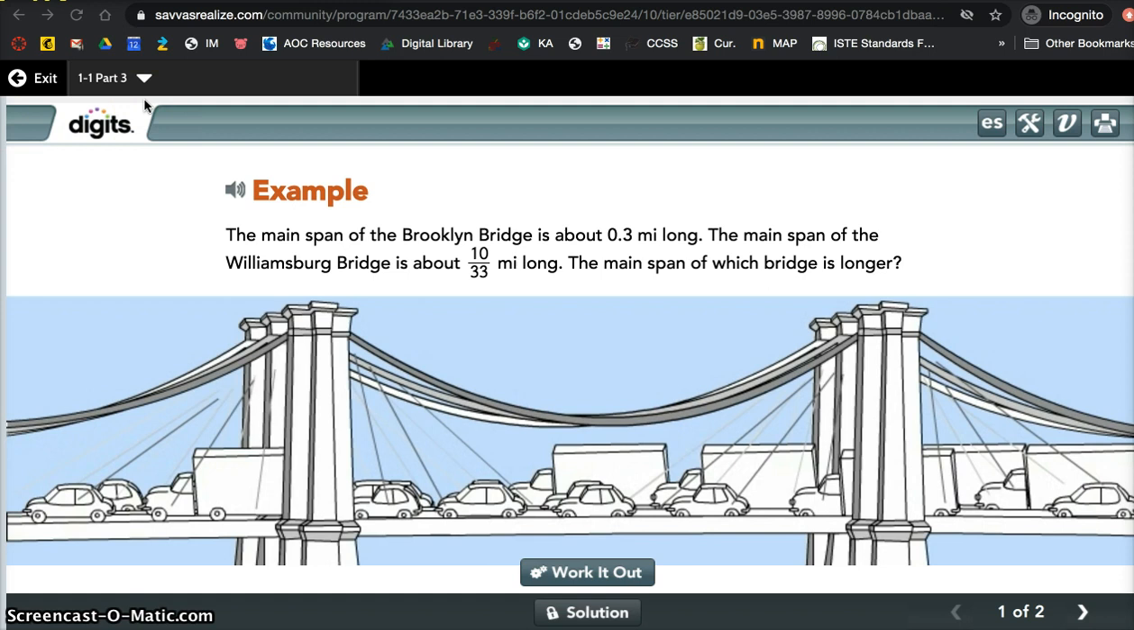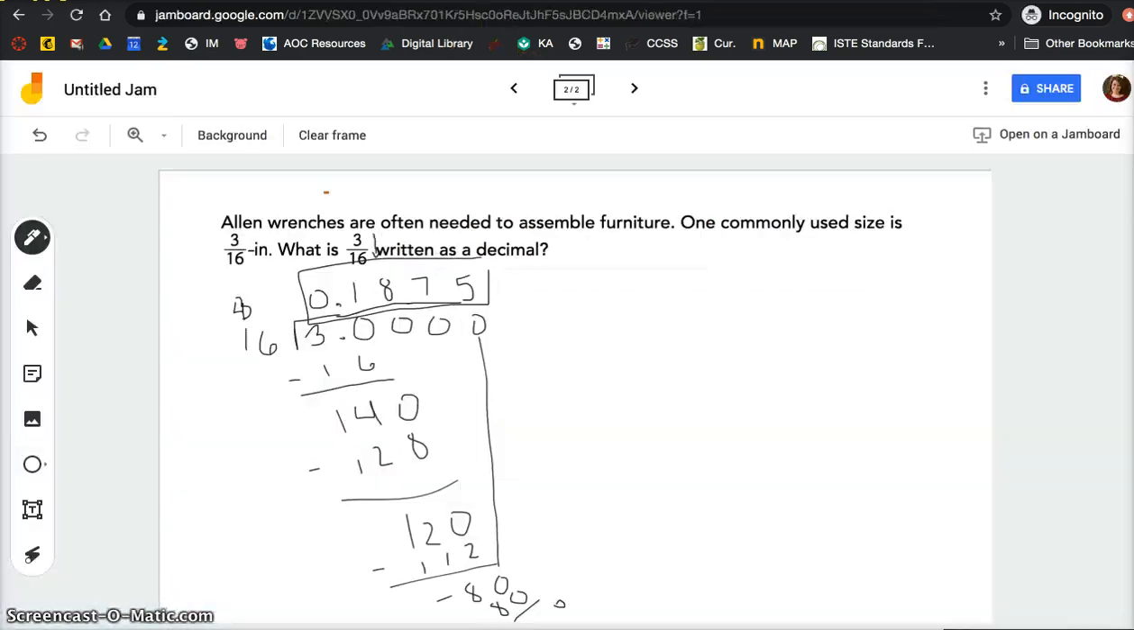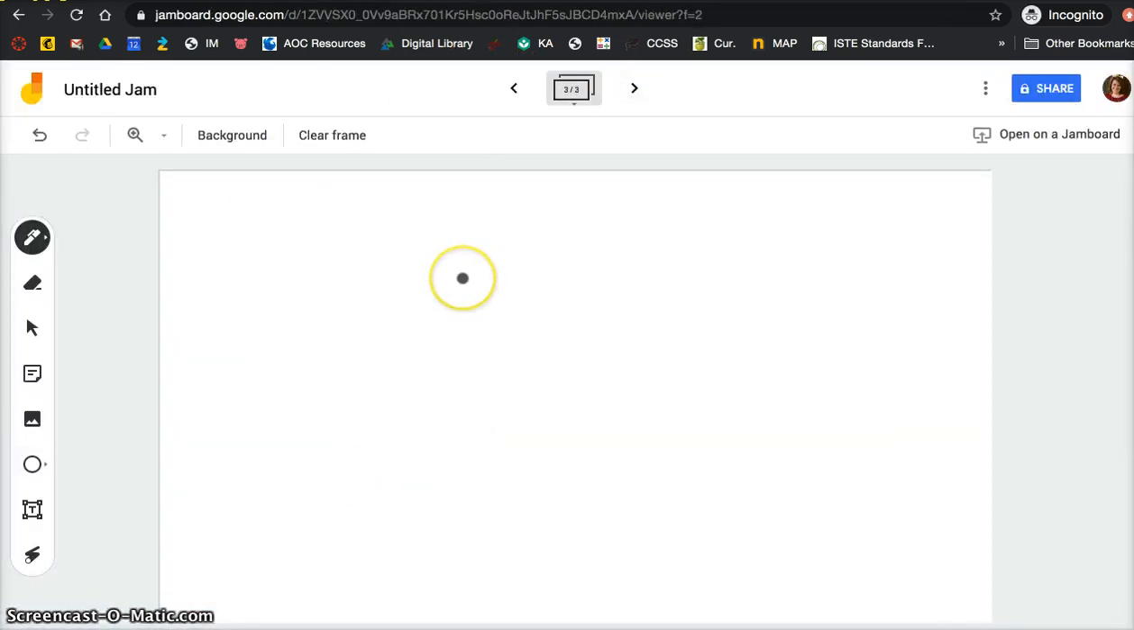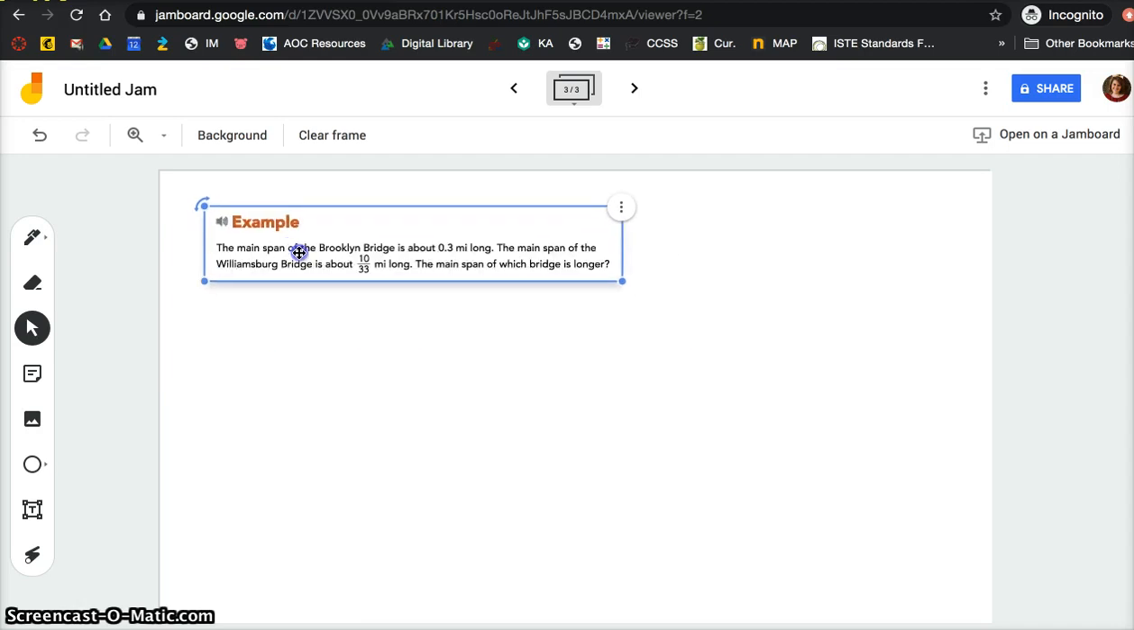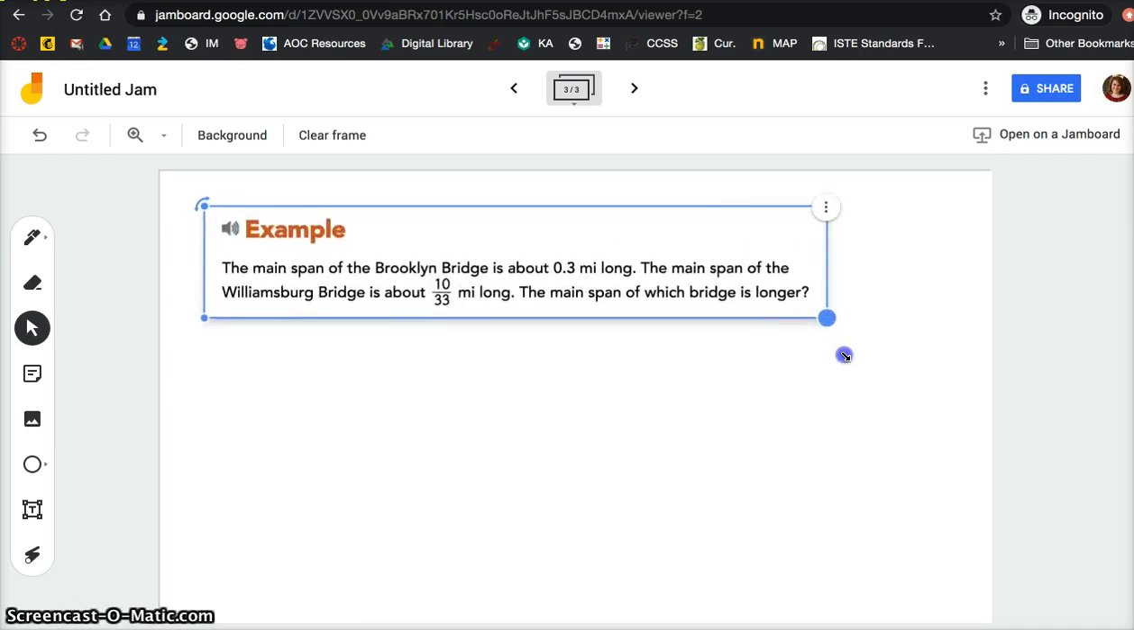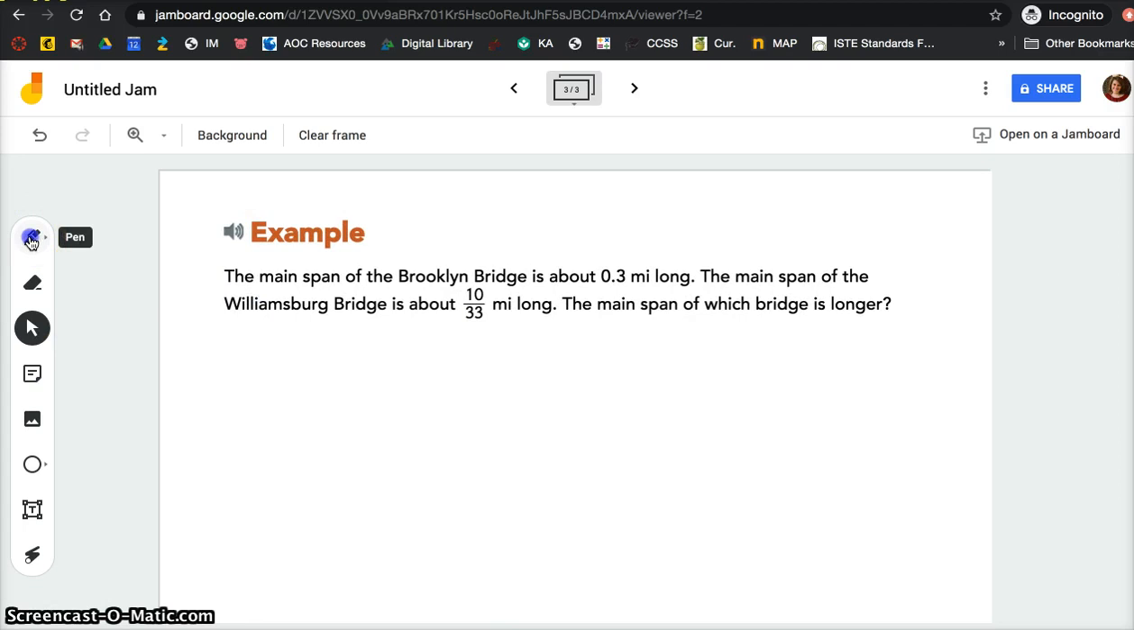It says the main span of the Brooklyn Bridge is about 0.3 miles long. The main span of the Williamsburg Bridge is about 10/33 miles long. Which bridge is longer? Let's add this to our notes. Okay, so we need to know which is longer. We can do one of two things. We can either convert this fraction to a decimal, or we can convert this decimal to a fraction and compare.